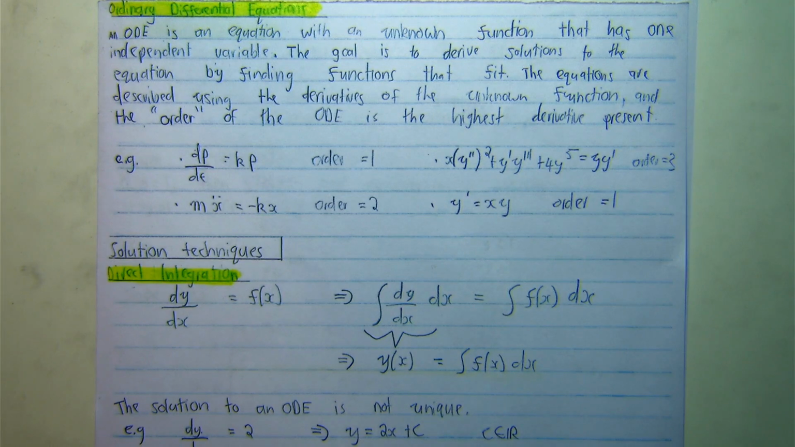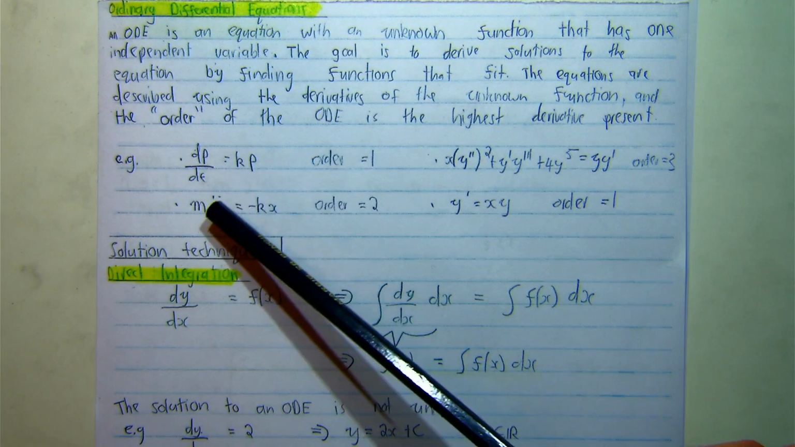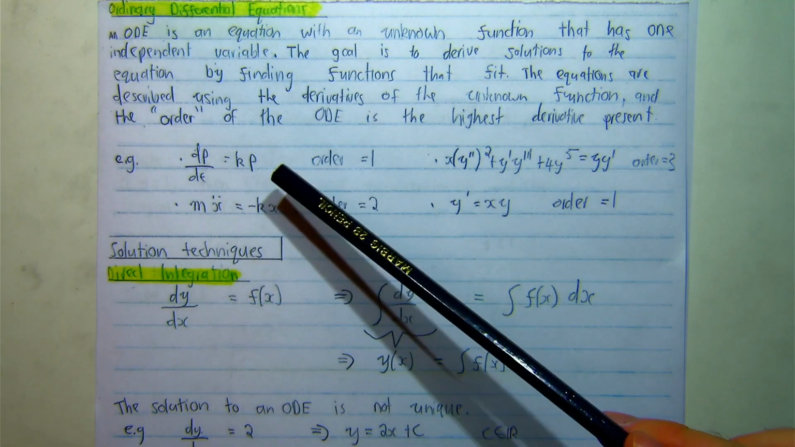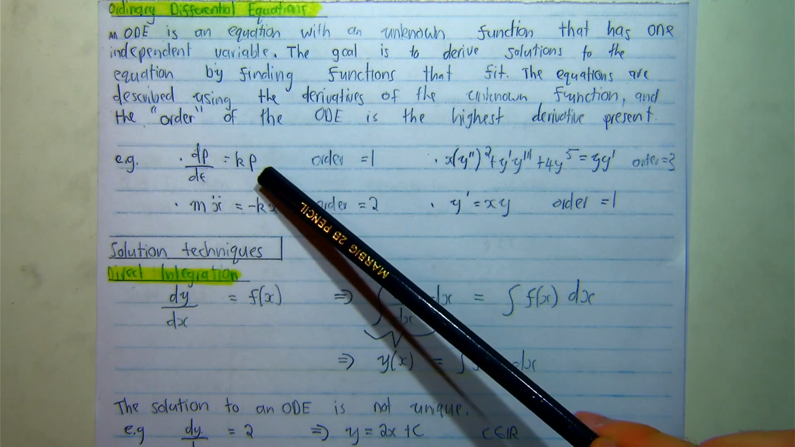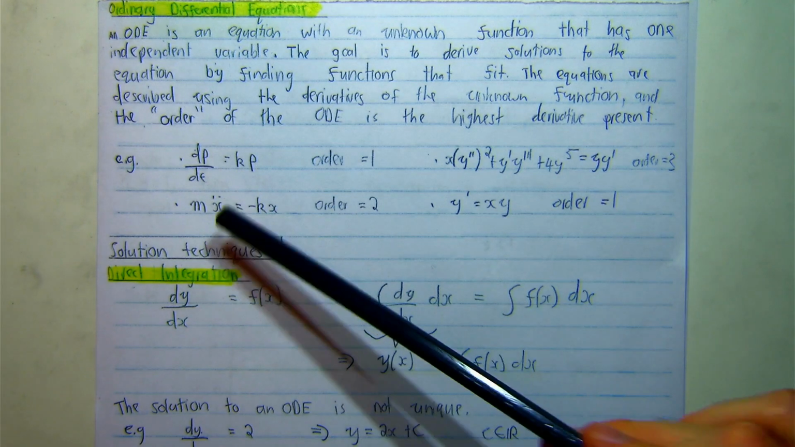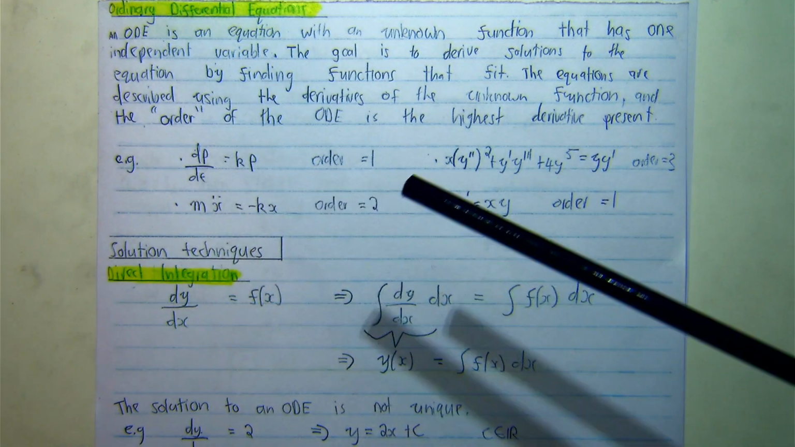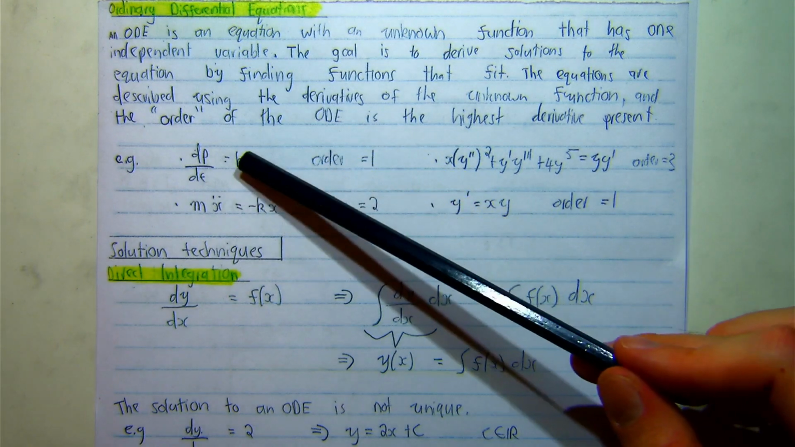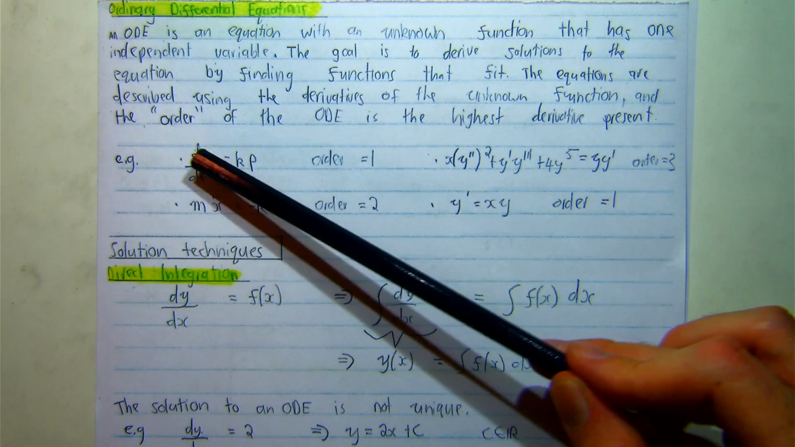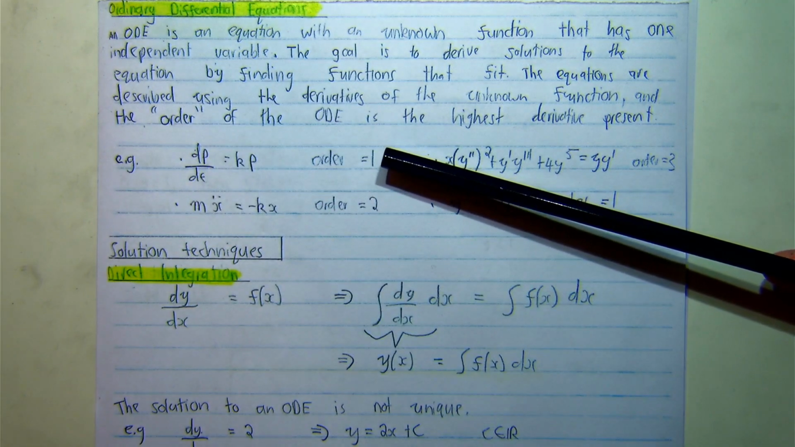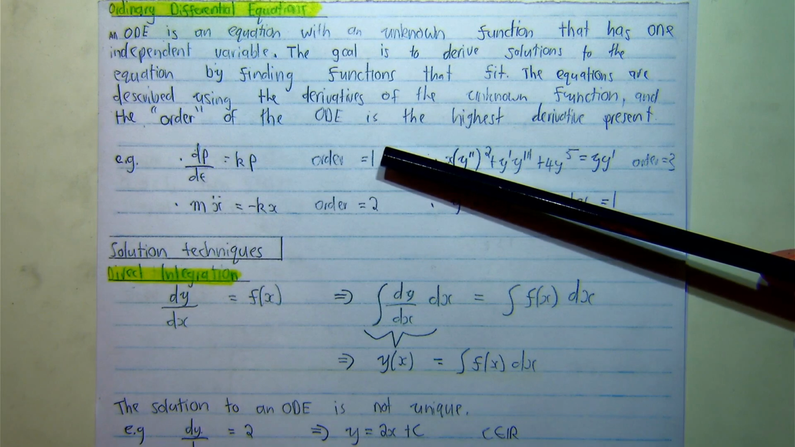So some examples of ODEs are given here below. dp/dt is equal to k times p, where k is some constant, and this means that the derivative of p is equal to itself multiplied by k, and this is in terms of time as the variable. This has order 1 as an ODE because its derivative dp/dt is the highest order derivative in this equation, and the order of an ODE is just the highest order derivative in the equation.